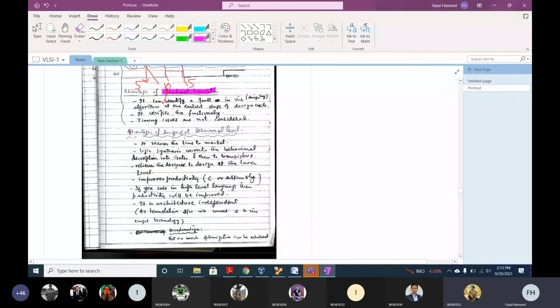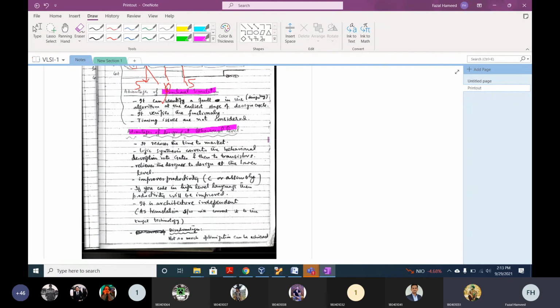So what is the advantage of designing at the behavioral level? It reduces the time to market. Yes, because when you are working at a very high level of abstraction, it reduces the time. You want to design an adder, and you design it with just one very simple step: A plus B plus C in, and you have designed an adder. So you write code in very little time.